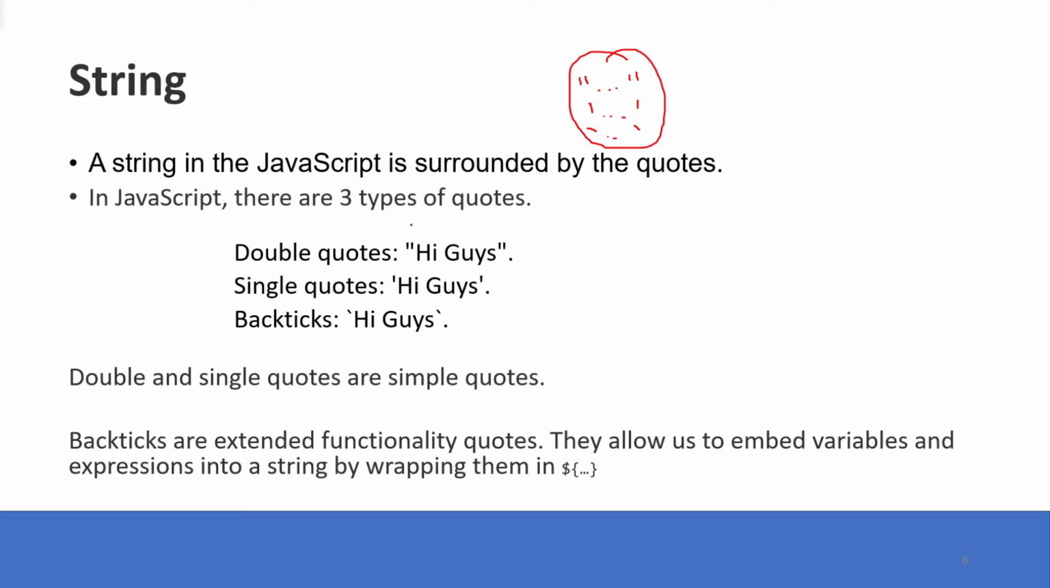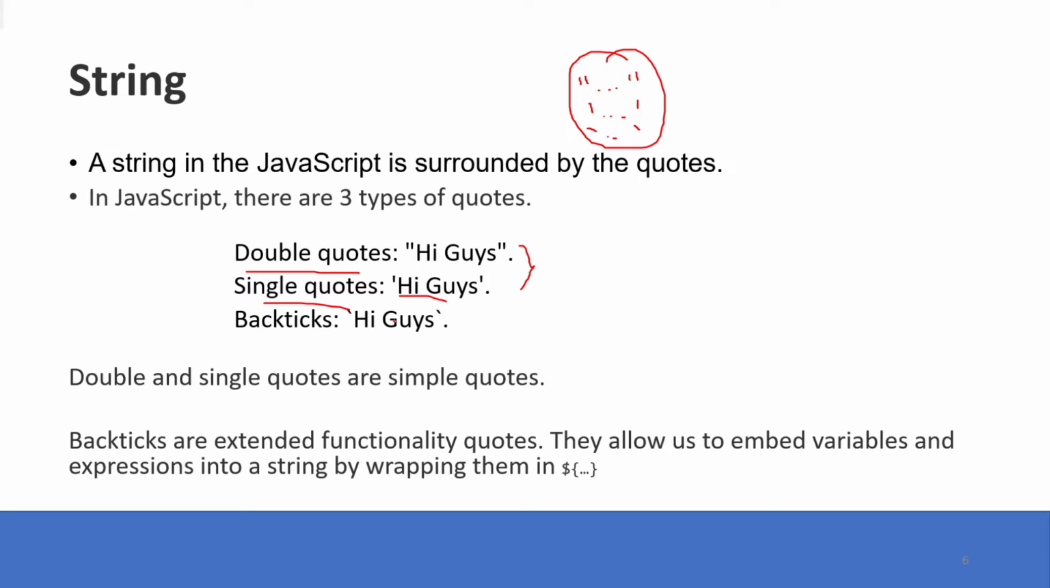So in JavaScript there are three types of quotes. Double quotes, this is a double quote. In double quotes the message is hi guys. In single quotes the message is hi guys. So these both are exactly the same. But the backticks were introduced in the newer versions of JavaScript.